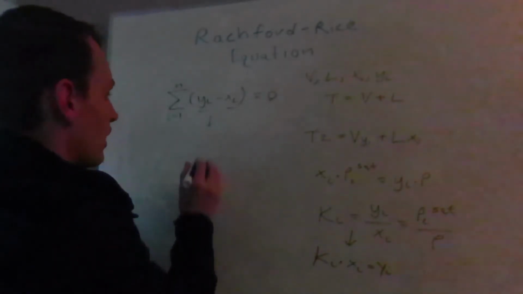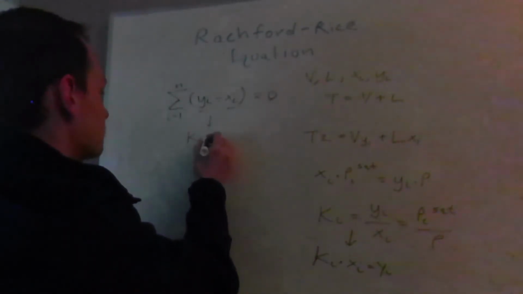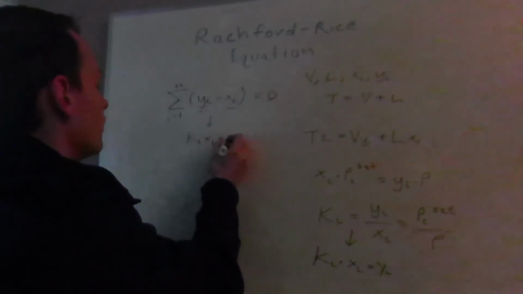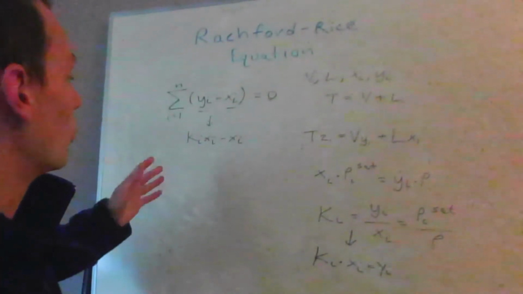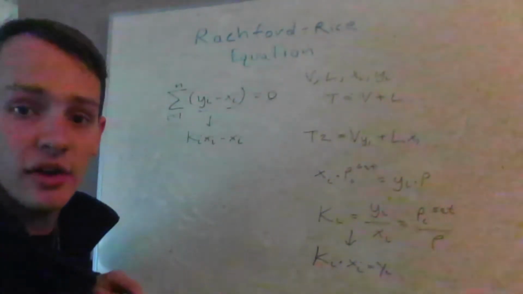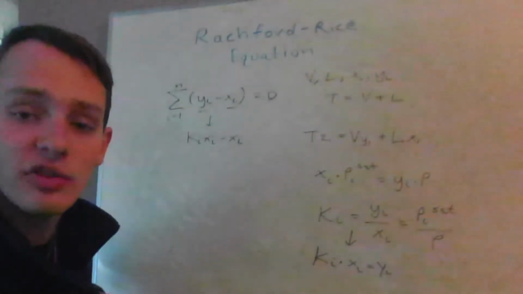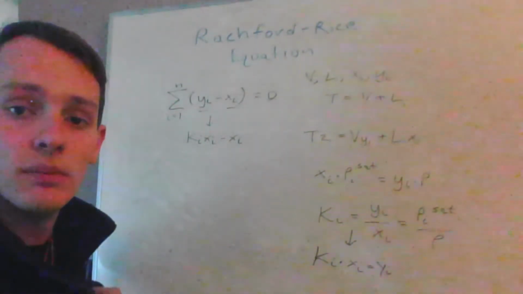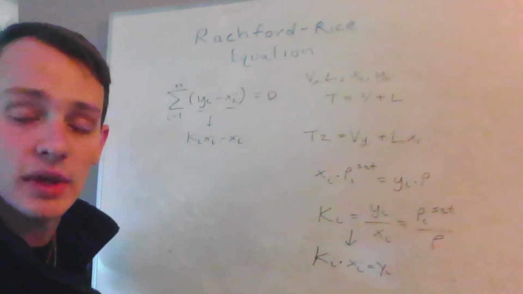I'm going to ignore the sum for now. We can put it back at the end. But we have this, right? Now, what here do we not know? Of course, we don't know the mole fraction in the liquid phase. So now we need to do some more manipulating to figure out a substitution that we can make.